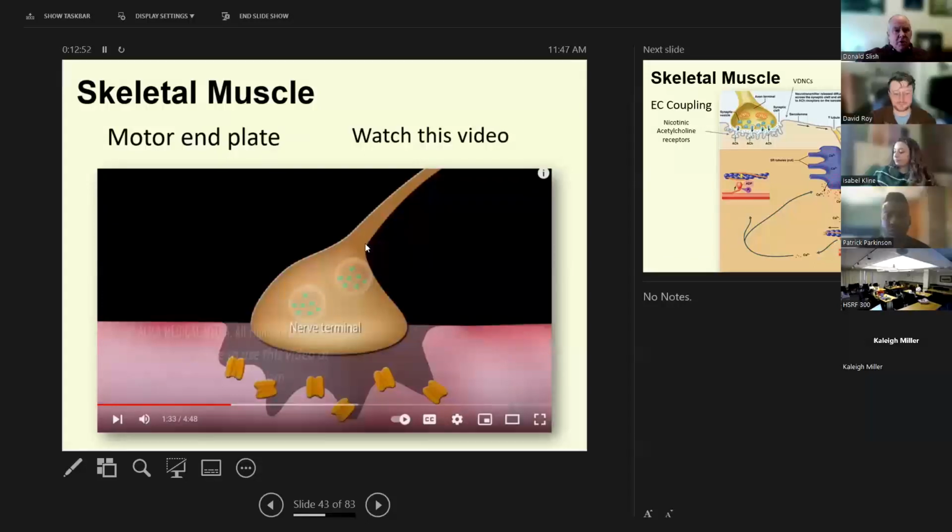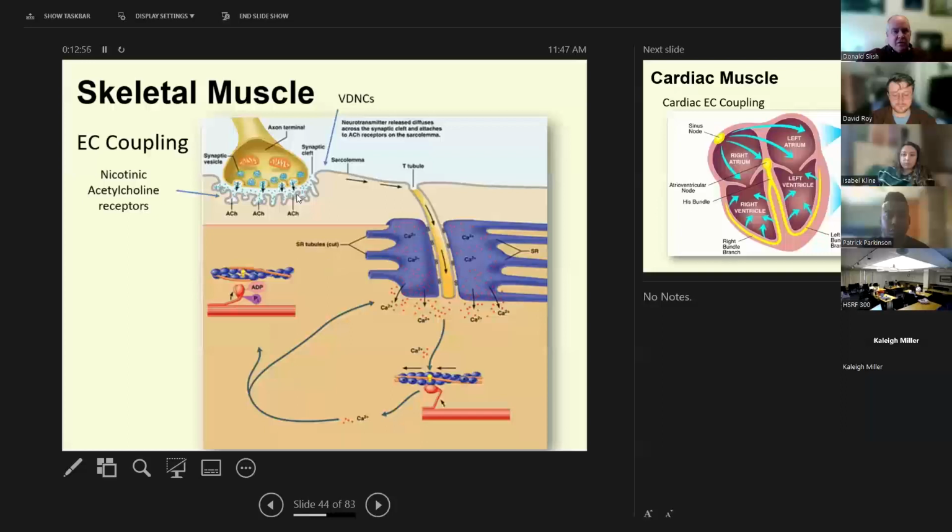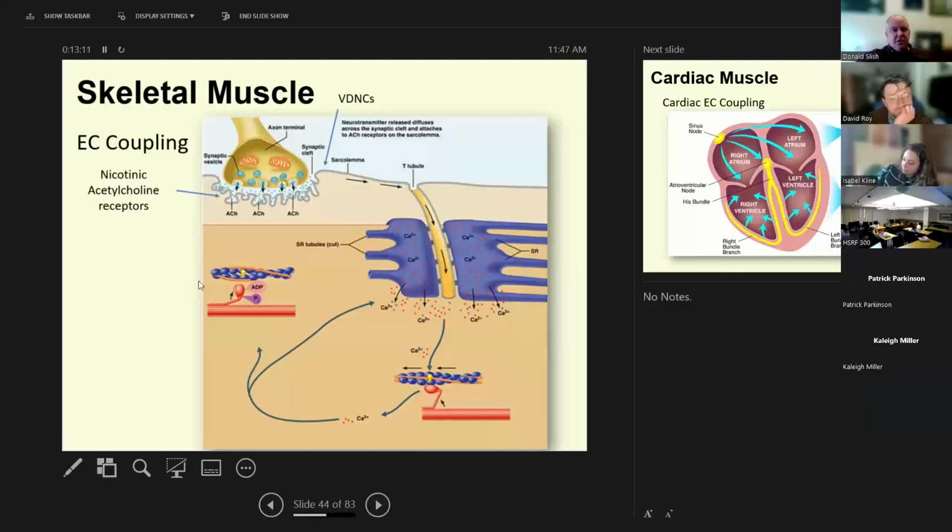Okay, so that's your motor end plate. And let's see, next slide. Basically, there's your motor end plate. You've got nicotinic receptors here. When this motor neuron releases acetylcholine that activates them, nicotinic receptors are ligand-gated channels. They pass sodium mainly. So sodium comes in, causing depolarization. So that end plate potential is similar to an EPSP that we talked about in neurons.